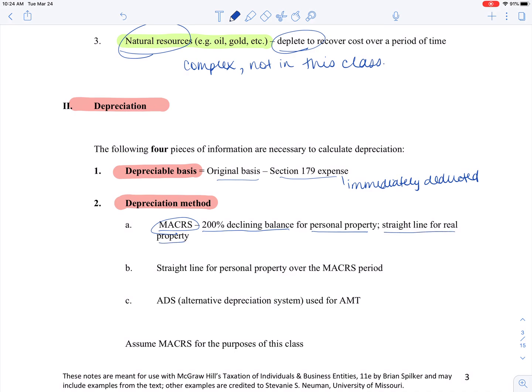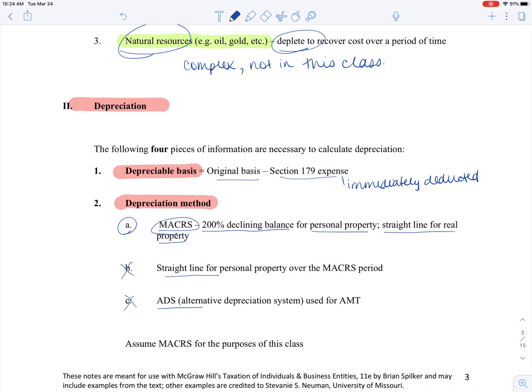Other methods that can be used are straight line for personal property over the MACRS period, and then the alternative depreciation system, which is used for AMT. We're not covering B or C. We're focusing all of our attention on MACRS because that's what's most commonly used.